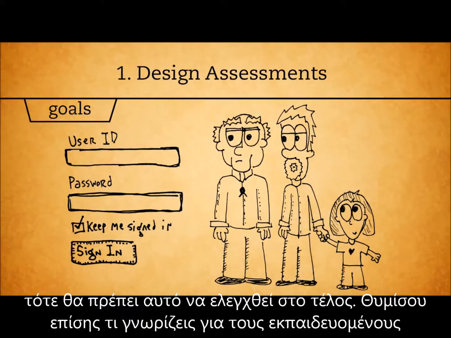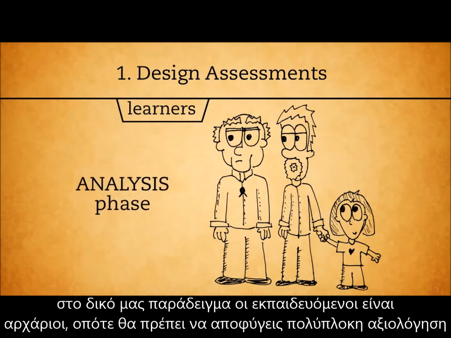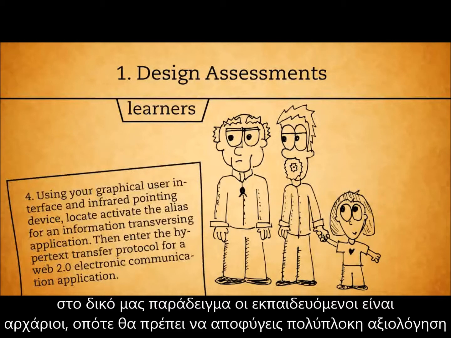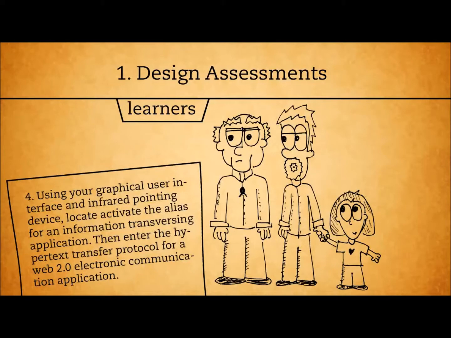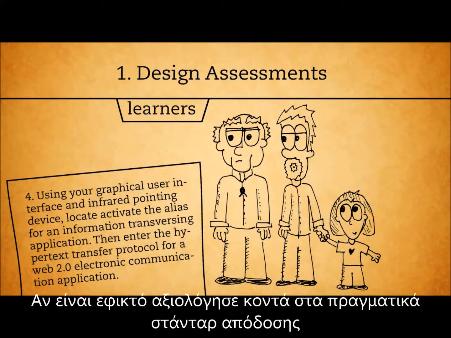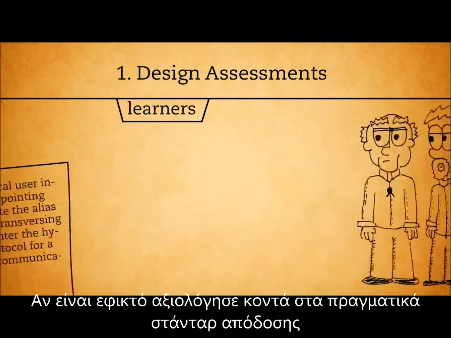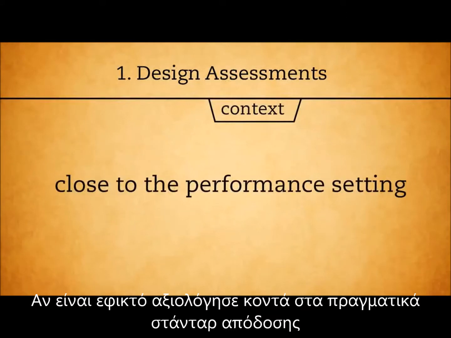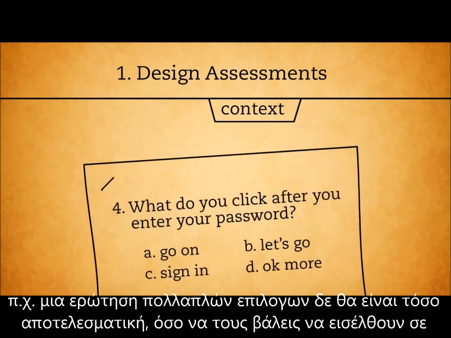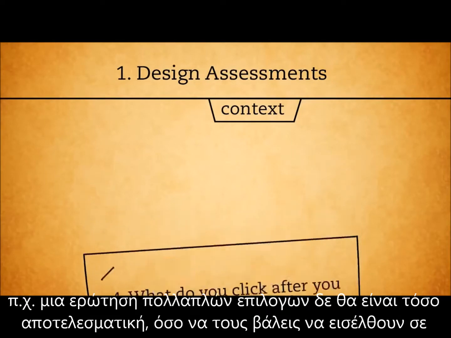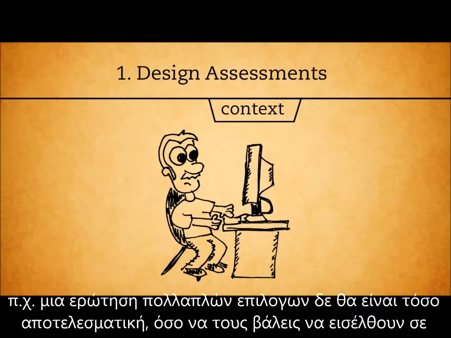As you write out this question or task, remember to keep in mind what you learned about your learners during the analysis phase. In our example, your learners aren't very computer literate, so you should avoid using unnecessarily obscure or complicated terms in your assessment. Whenever possible, you should assess skills like this in a context as close to the eventual performance setting as possible. Having them answer a multiple choice question about how to sign into an email account won't be nearly as effective as giving them a task to do so on a physical computer.